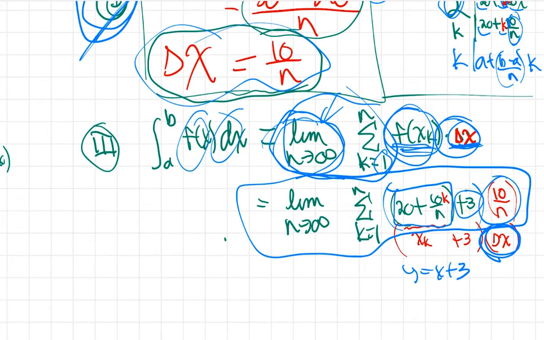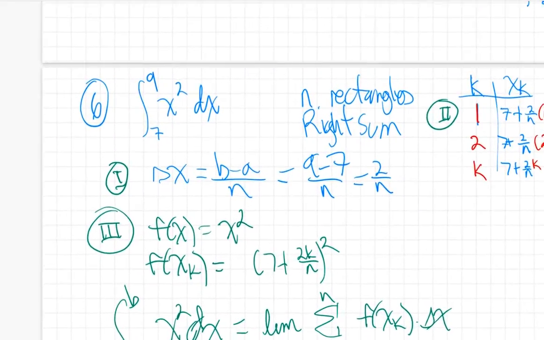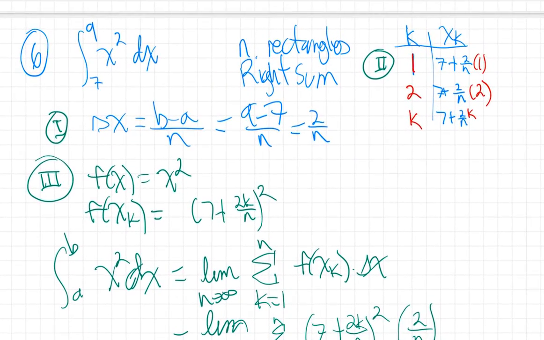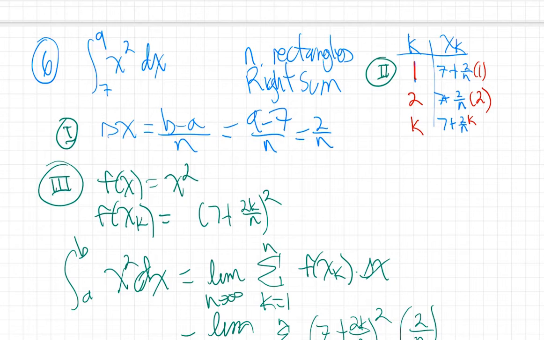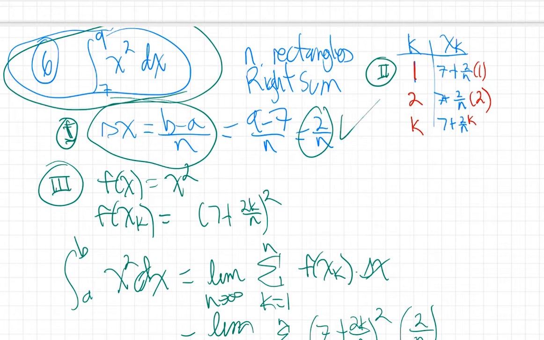Okay, so let's do just one more example here. We're going to do this integral written as a Riemann sum: x squared from 7 to 9. Remember, the first thing is always get delta x. That's what delta x equals: b minus a over n, 2 over n. The second thing is we need to get xk. There's our xk right there.